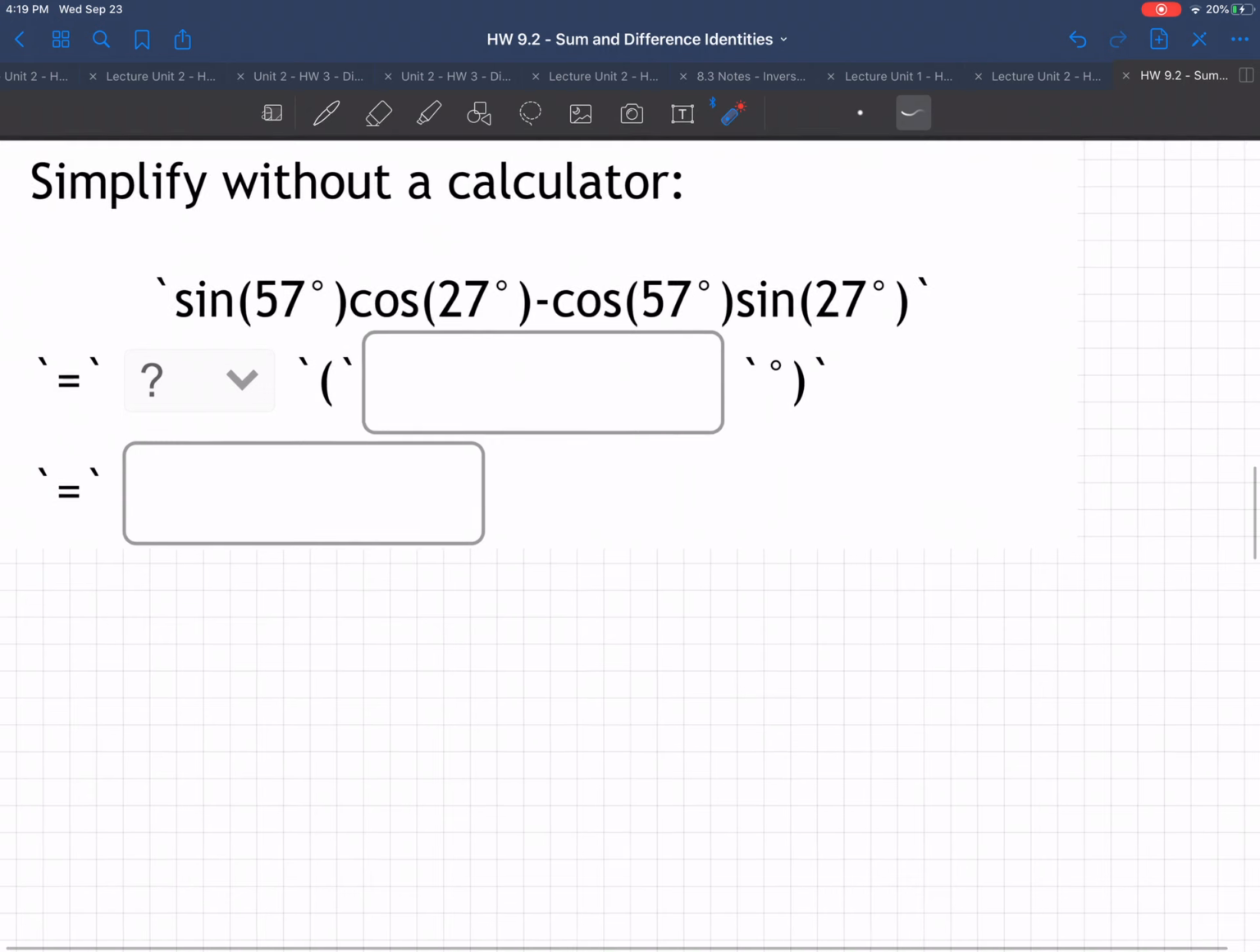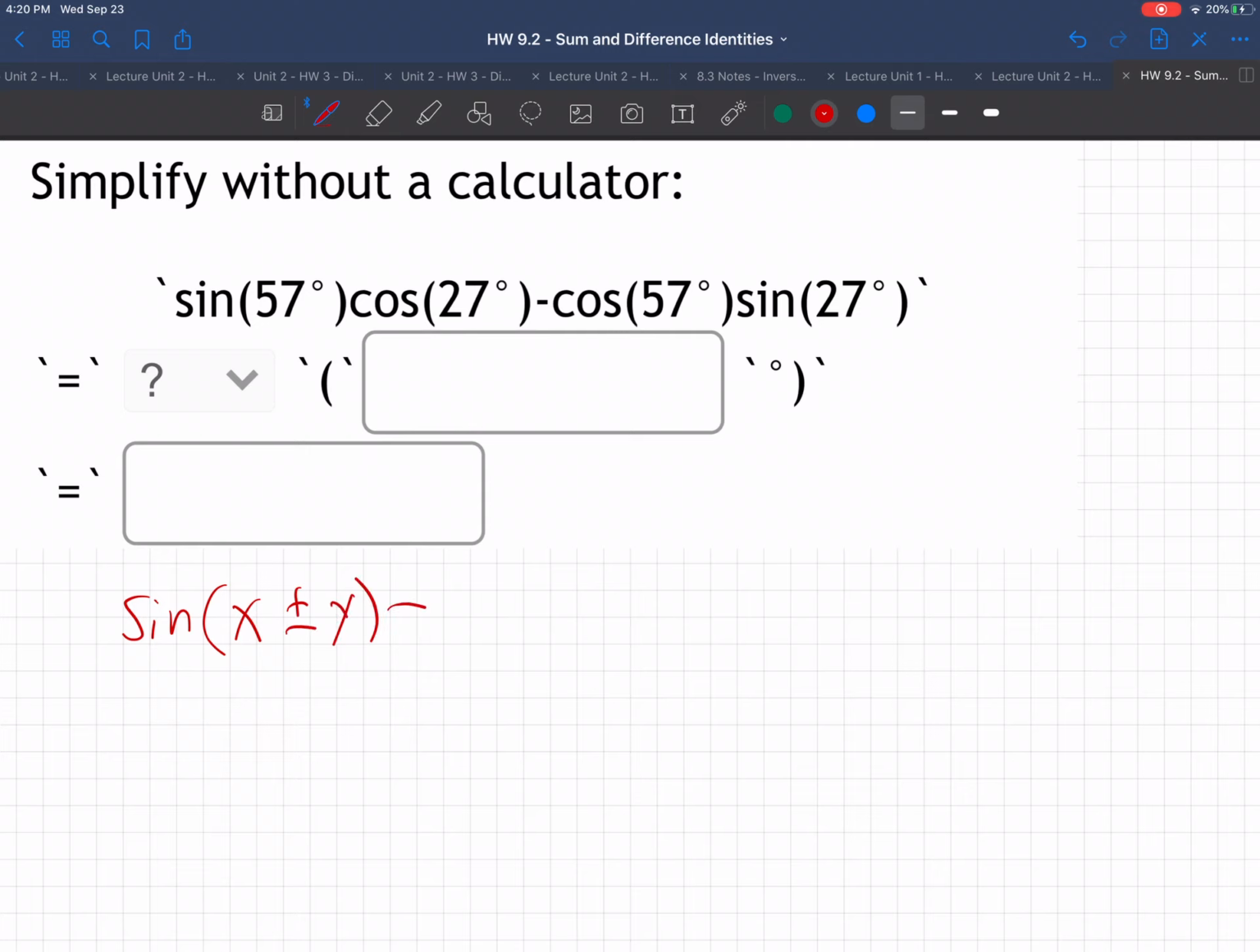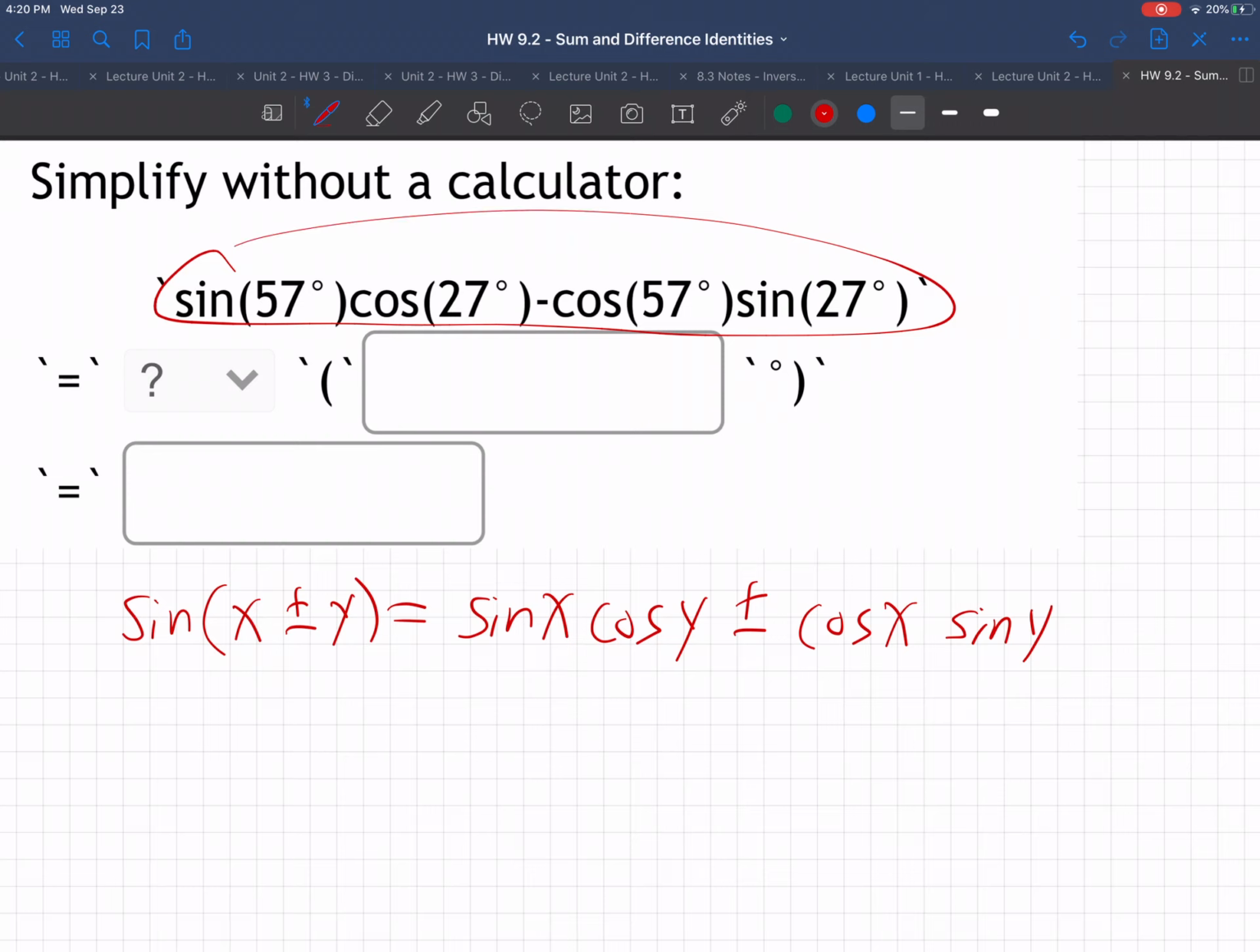So what we're looking for is the sine. I'm going to write down the formula. It's x plus or minus y is sine, cosine, cosine, sine, and you put the xy plus or minus. So that's the formula I just grabbed off the formula sheet. So this right here is the right side, except we have to determine the sign.